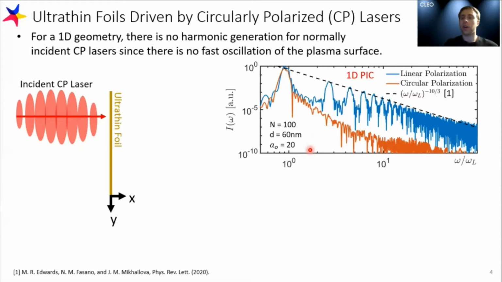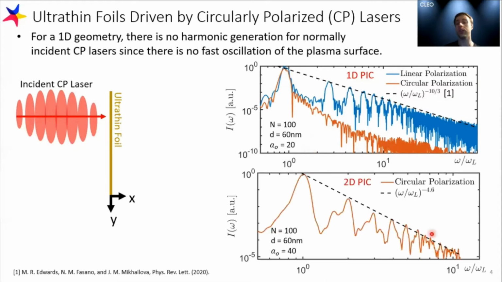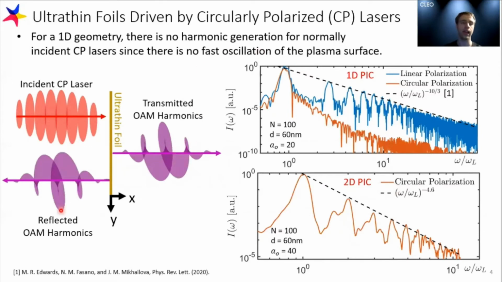Now, it's also been shown before that using 2D or 3D simulations, it is possible to generate harmonics using a circularly polarized laser by taking advantage of transverse effects. And so here I show a 2D particle-in-cell simulation demonstrating that it is possible to see harmonic generation because of these transverse effects. What's special about these harmonics is that they contain orbital angular momentum. That is, in both the transmitted and reflected directions, the harmonics are vortex beams.